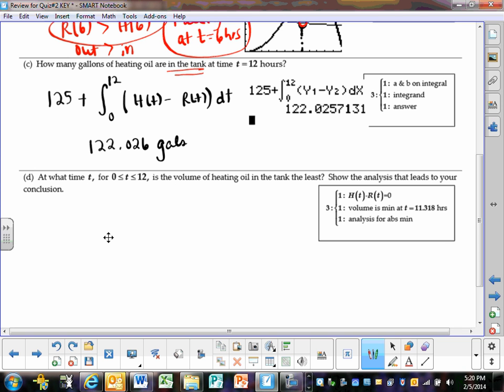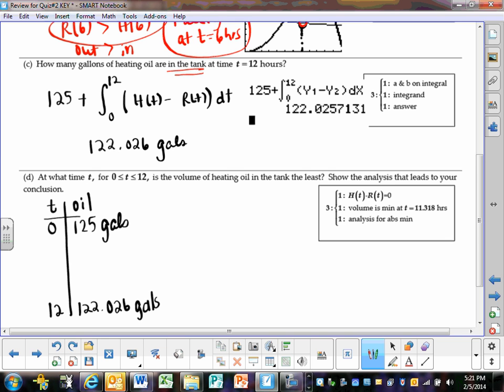This is an absolute minimum question, which means you have to do the extreme value theorem over the closed interval. So what we're looking for is the time t, we have to do the endpoints, and then we have to figure out the amount of oil. We know we start with 125 gallons. We know from part C that we end up with 122.026 gallons.